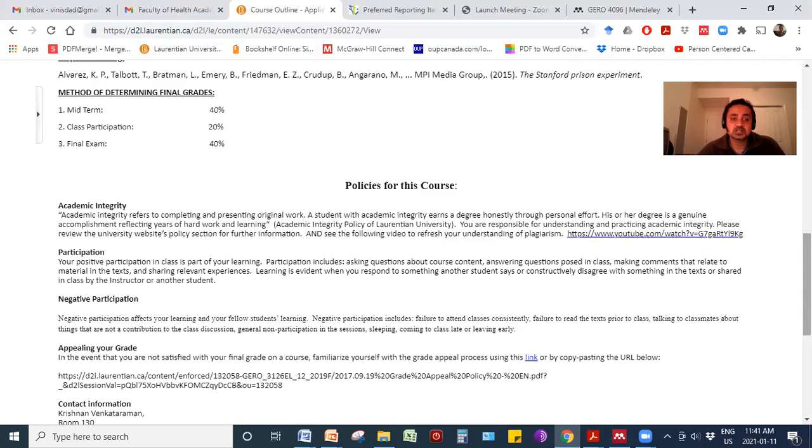Participation, your positive participation is part of your learning. So participation includes asking questions about course content, answering questions posed in class, making comments that relate to the material in the textbook or in class, and sharing relevant experience. Learning is evident when you respond to something another student says or constructively disagree. So all that is positive participation. Negative participation is also specified. When you don't attend classes consistently, when you do not read your textbook before class, you talk to your classmates about things that are not a contribution to class discussion and so on.